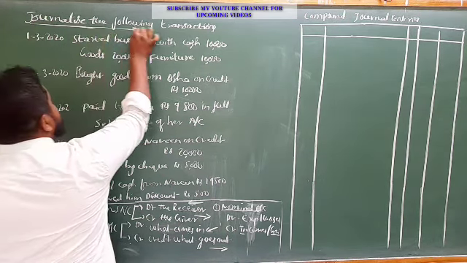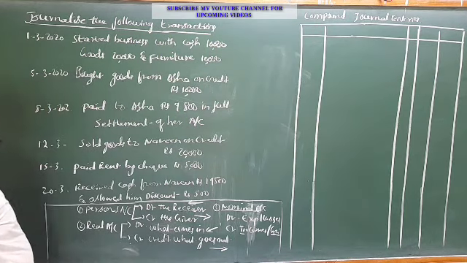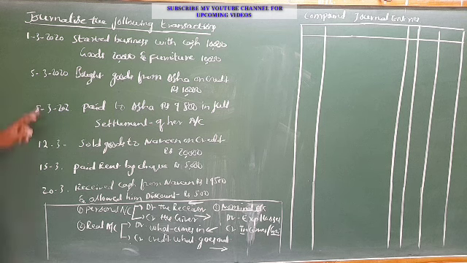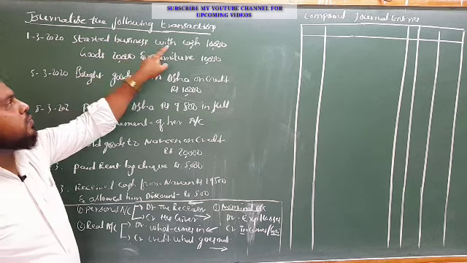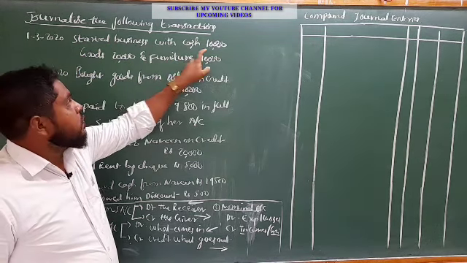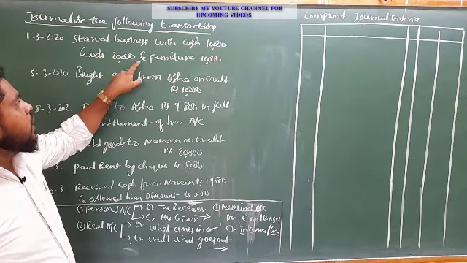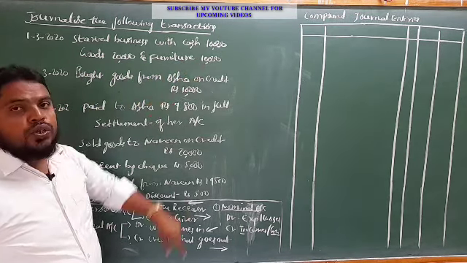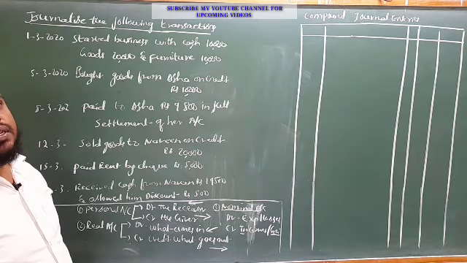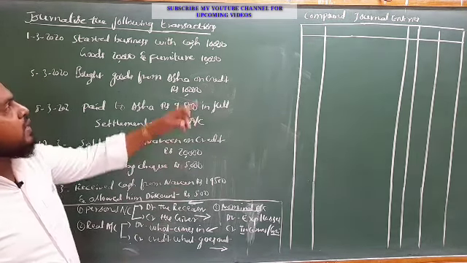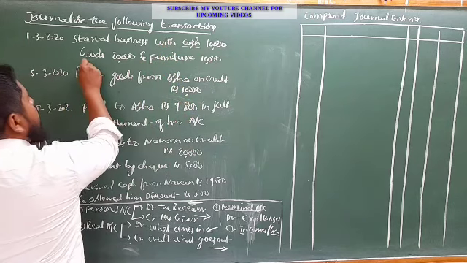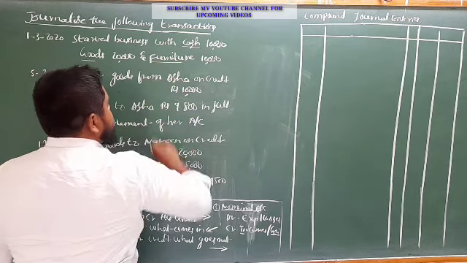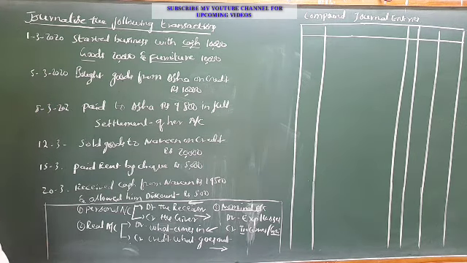Journalize the following transactions. On 1/3/2020, started business with cash rupees 10,000, goods 20,000, and furniture 10,000. See, the owner is starting his business with the help of the following assets. He has introduced cash, goods, furniture. So he has introduced three assets to start the new business.